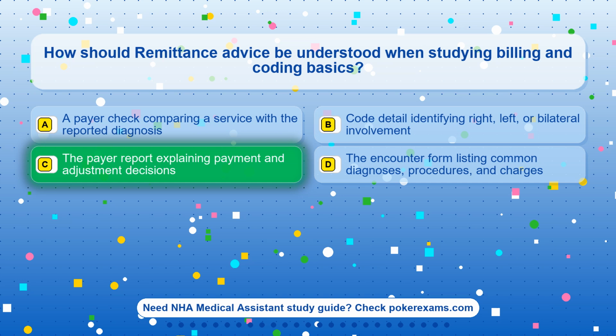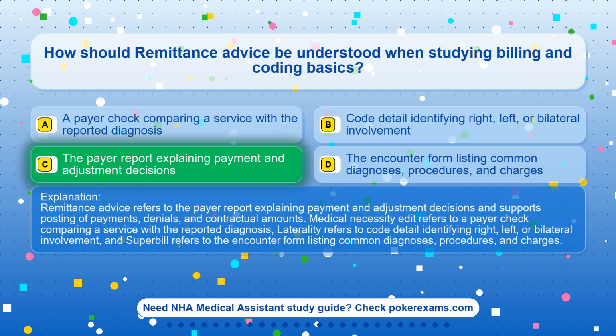The correct answer is option C. The payer report explaining payment and adjustment decisions. Remittance advice refers to the payer report explaining payment and adjustment decisions and supports posting of payments, denials, and contractual amounts. Medical necessity edit refers to a payer check comparing a service with the reported diagnosis. Laterality refers to code detail identifying right, left, or bilateral involvement, and superbill refers to the encounter form listing common diagnoses, procedures, and charges.